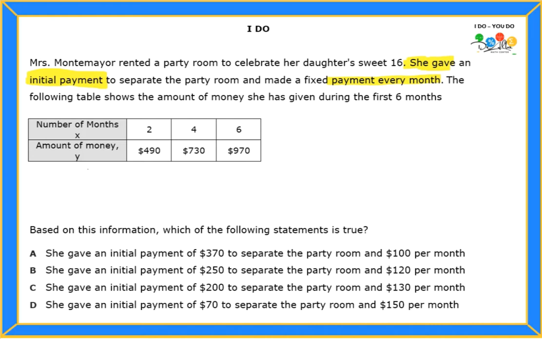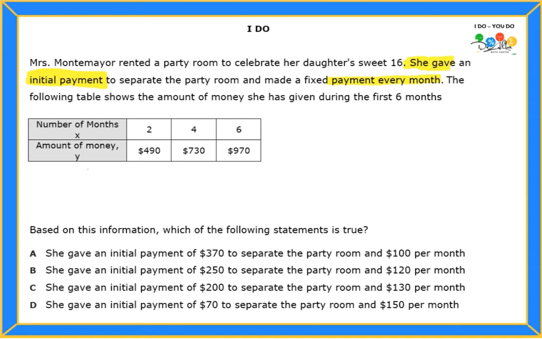Is that right? So I want you to look at the table right now. We're gonna make it from that 7th grade point of view. And it says in 2 months, she already gave $490. In 4 months, $730. And in 6 months, $970. Is that right? So the first thing, if you remember a little bit about 7th grade, basically what you would do is you would try to find what we call a pattern. Is that right? I'm trying to find if the rate of change is constant or not.